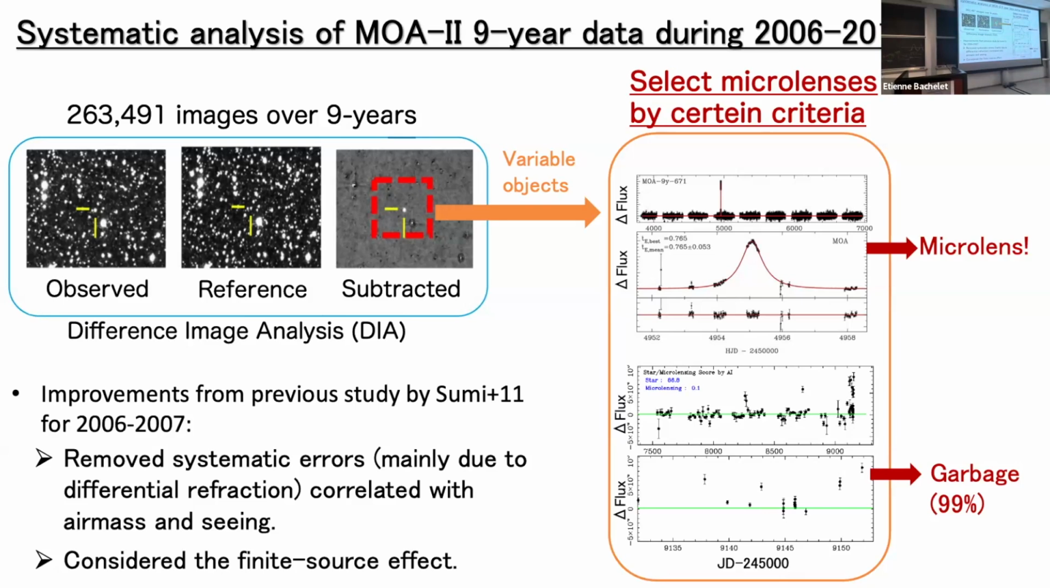One of them is that we removed systematic errors correlated with air mass and seeing. These are mainly due to differential refraction. Another one is that we consider the finite source effect, which is a high order effect. This affects especially the short time scale events, including the FFP events. So we needed to consider this carefully to estimate the detectability of the FFP candidates precisely.